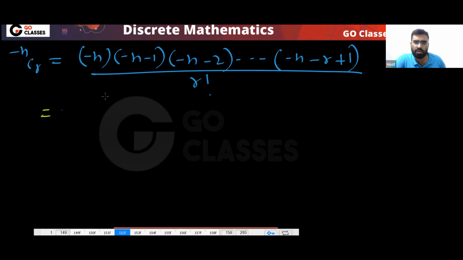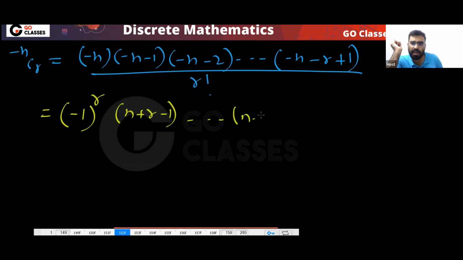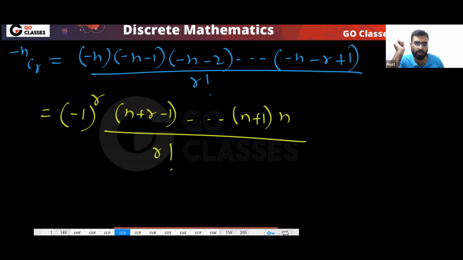Now you can take minus out. Total r terms we have, so it will be minus 1 power r. Now put them in decreasing order. So you have n plus r minus 1, then a decreasing order down to n plus 1, n, divided by r factorial.